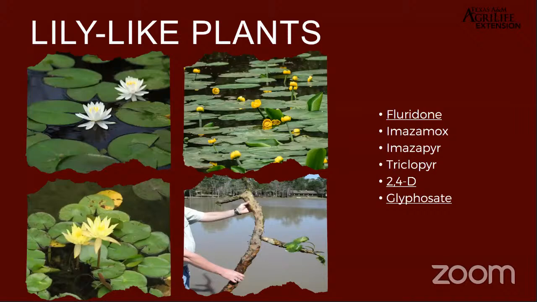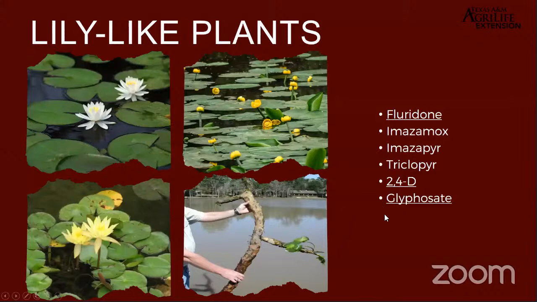So I typically recommend, if you have a large infestation, if you have a smaller pond, again, 1.5 acres or less, you're going to want to use Floridone to save on time and money, and this is going to be your most effective method of control in that instance.